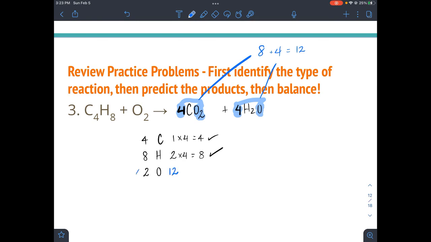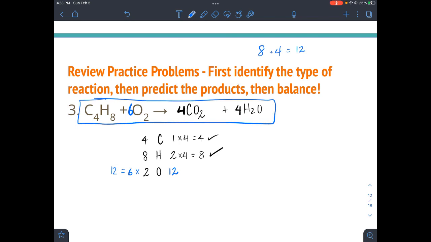So what do I need to multiply on the reactant side to make it equal 12? I need to multiply by 6. So a coefficient of 6 will do the trick. And everything is now balanced. So here is my balanced chemical equation for the combustion of C4H8.